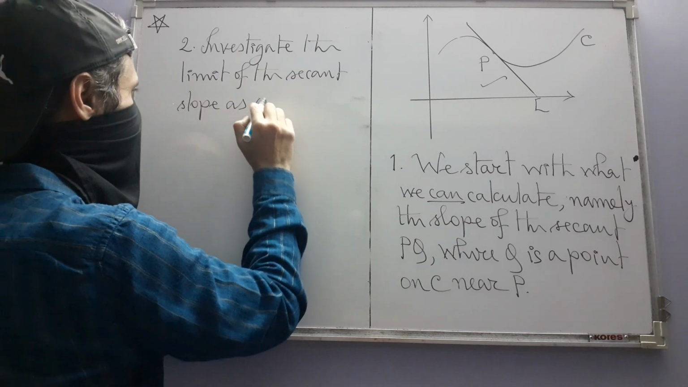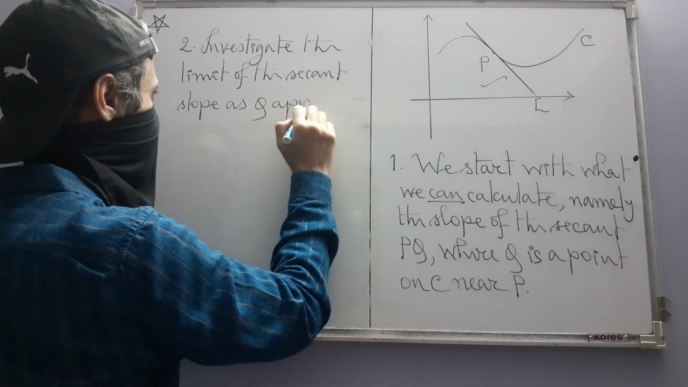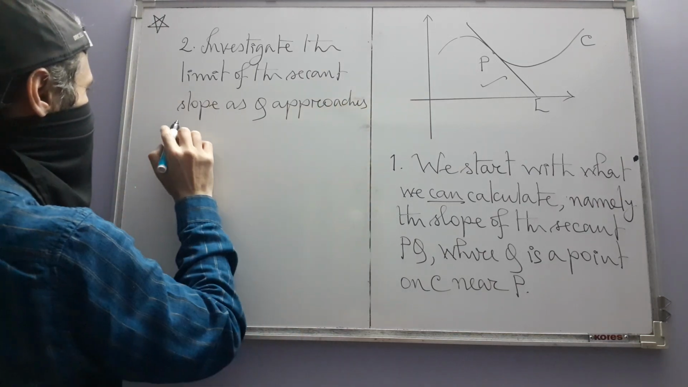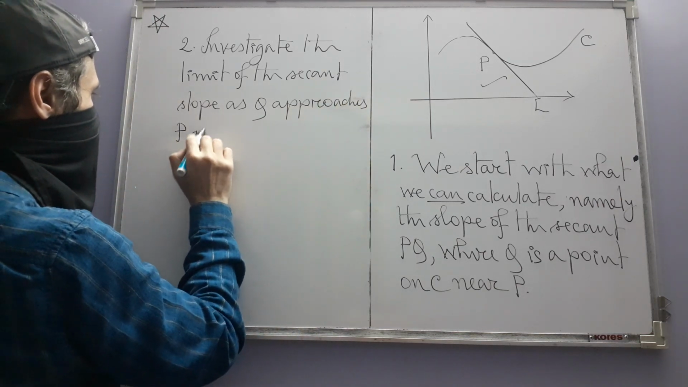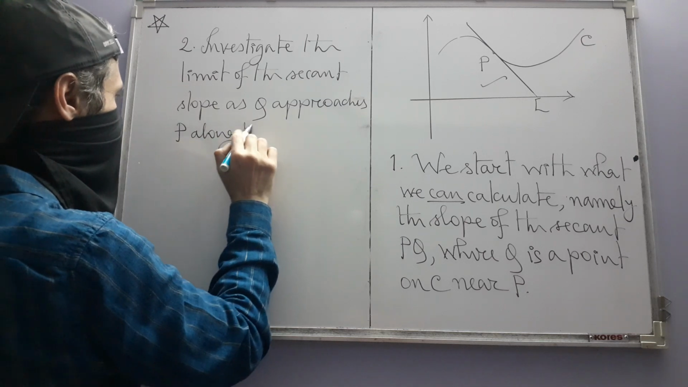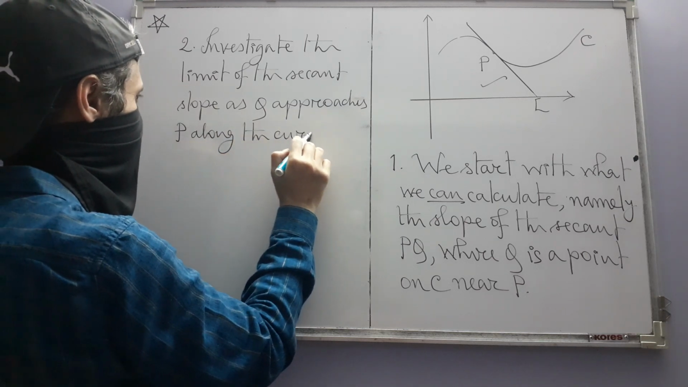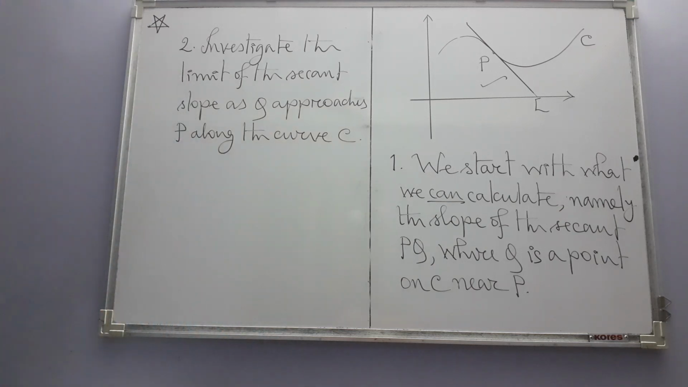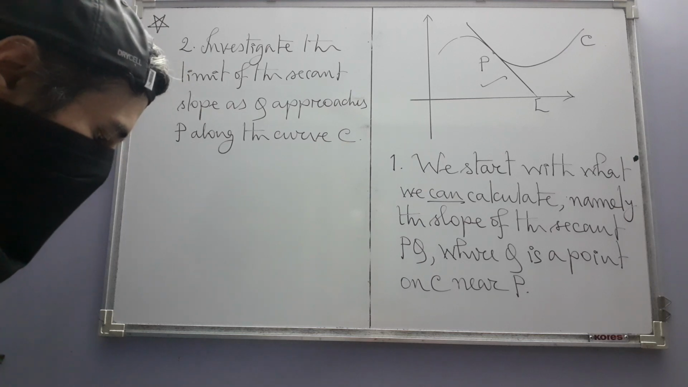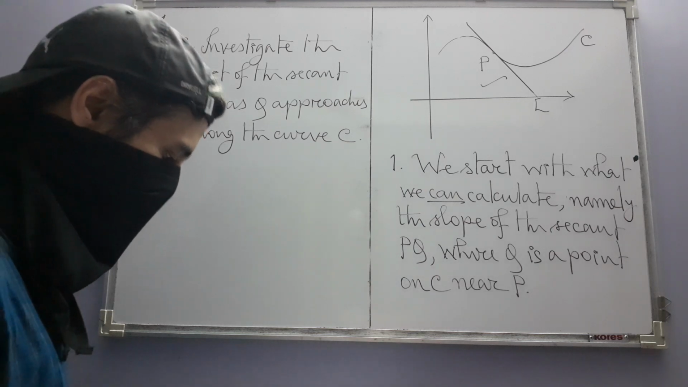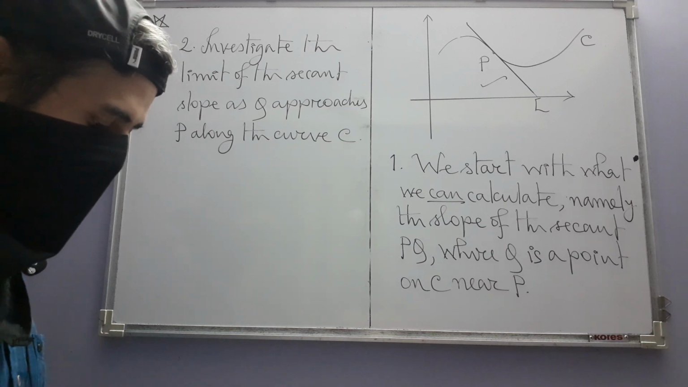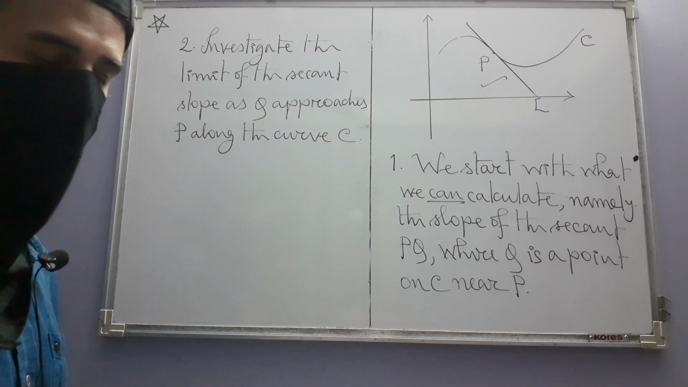As Q approaches P along the curve C. And finally, if the limit exists, take it to be the slope of the curve, the slope of the tangent at P.